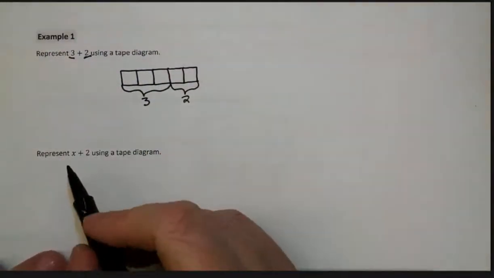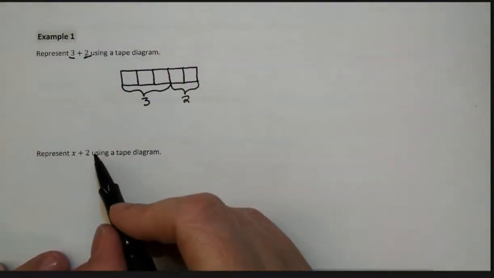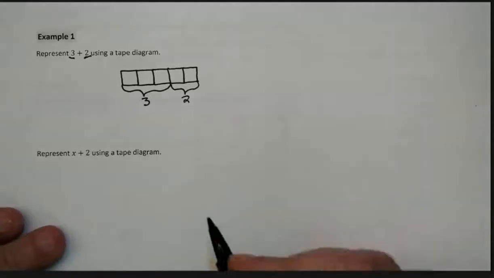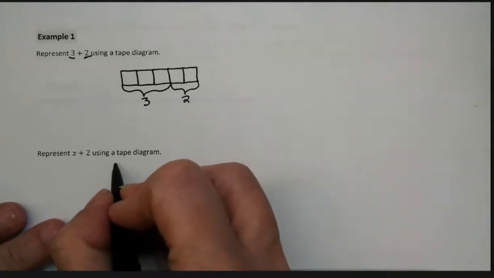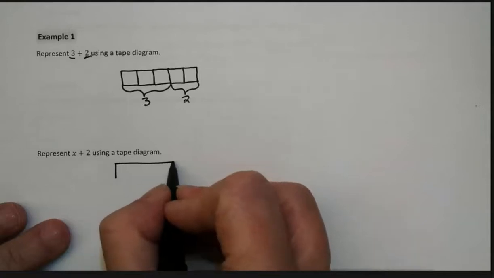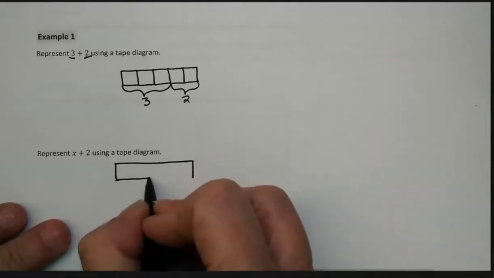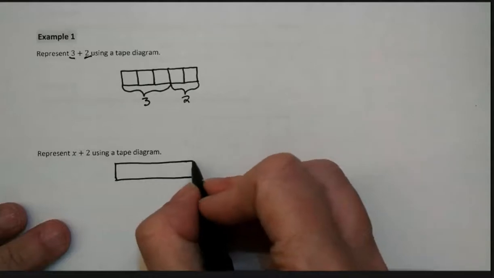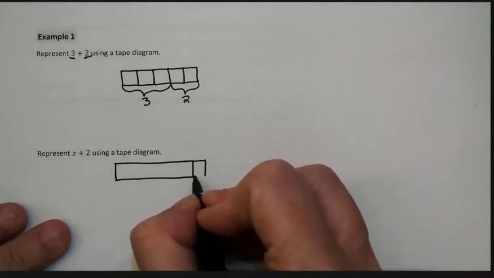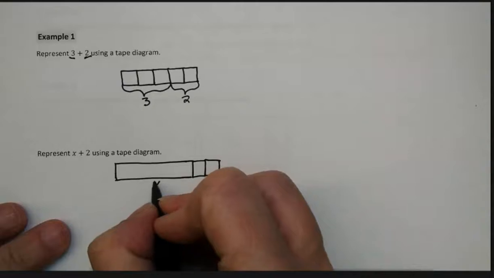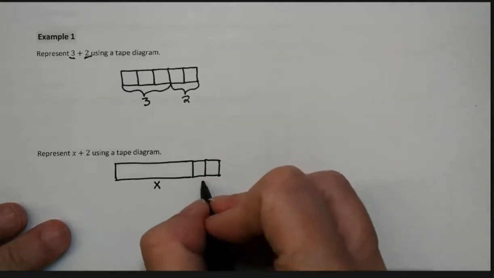And on this next one down here, you're being asked to represent x plus 2 using a tape diagram. We do not know what x is. It's a number that we do not know yet. So I want you to draw the x to be a decent sized box here, and then we're adding 2 units to it. So this is our x, and this is our 2.